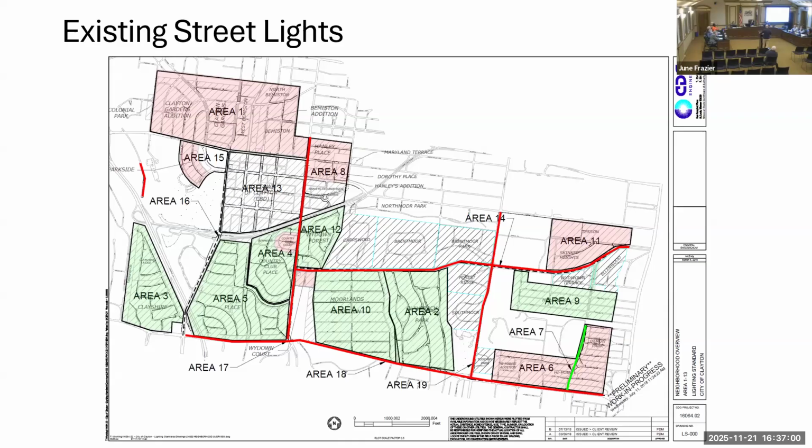And we're not suggesting that we go in with Cobra heads where we have post-top lights at the moment. It's basically go back as is. Oh, that was my question. Whatever neighborhood has, that's the type of light fixture that we're going back in with, would be our proposal at this point.